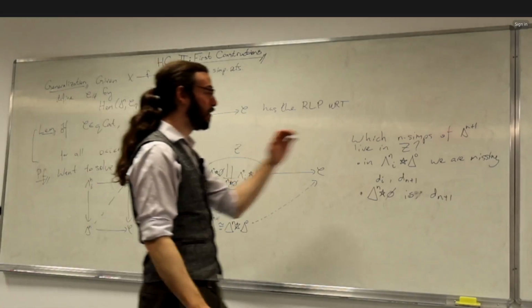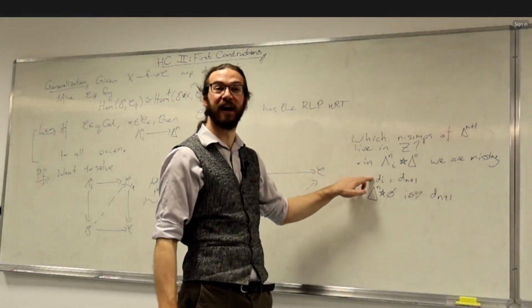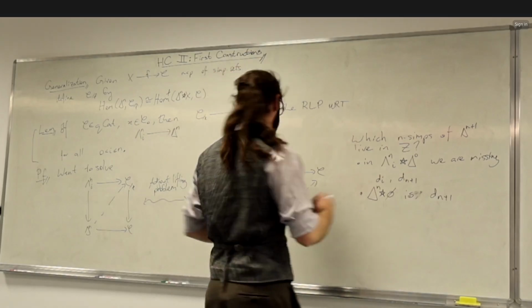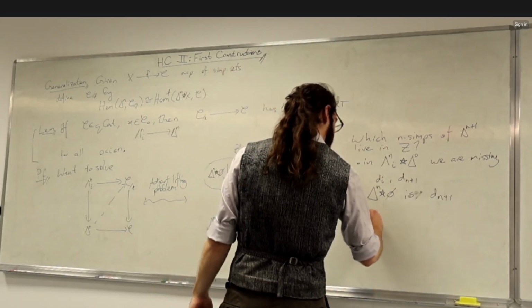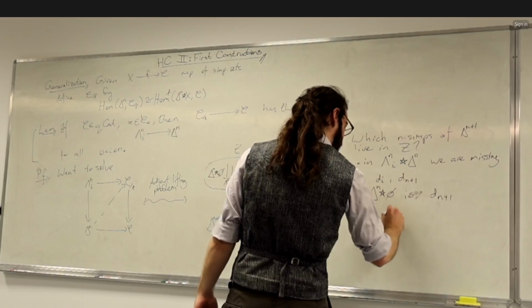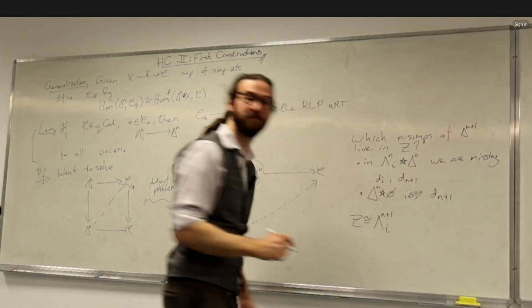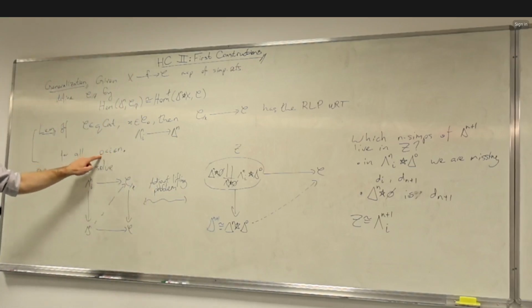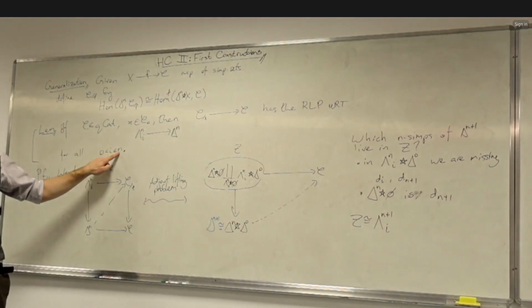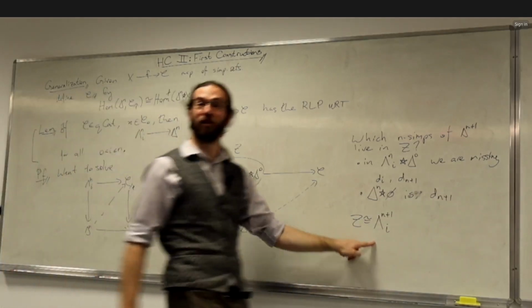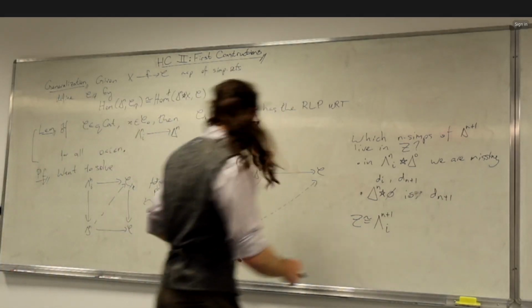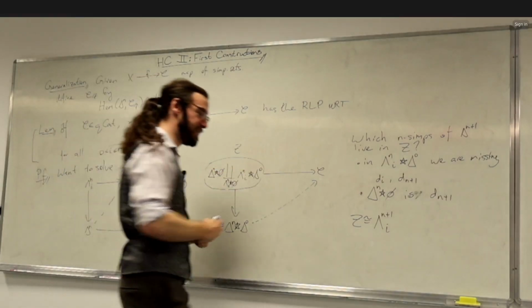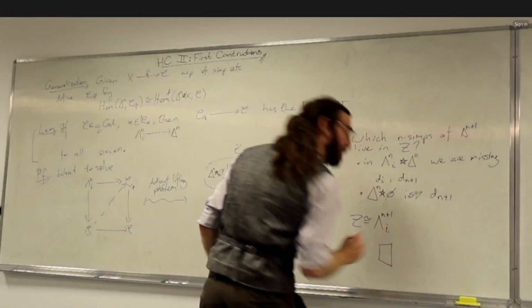So we have all of the faces except for d_i. That means that Z is just lambda n plus 1 I. And since we assumed that I is strictly greater than 0 and less than or equal to n, this is an inner horn. And so we can solve this lifting problem because C is a quasi-category, and we're done.